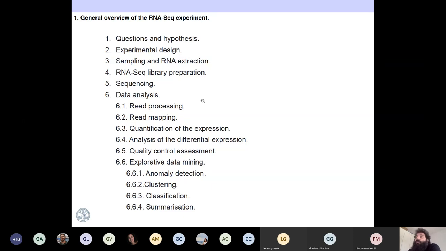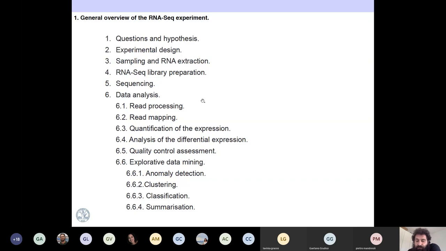Then quality control assessment. So let's look if from 1 to 4 everything makes sense. And then once you answer the question, yeah, quality is good, you do the exploratory data mining. And the exploratory data mining can be divided into 4 parts. One of them is anomaly detection.